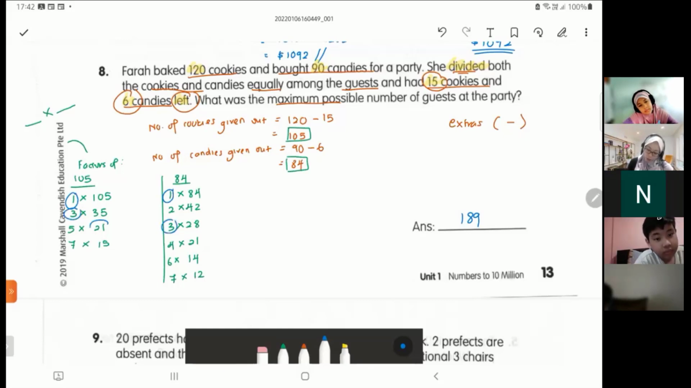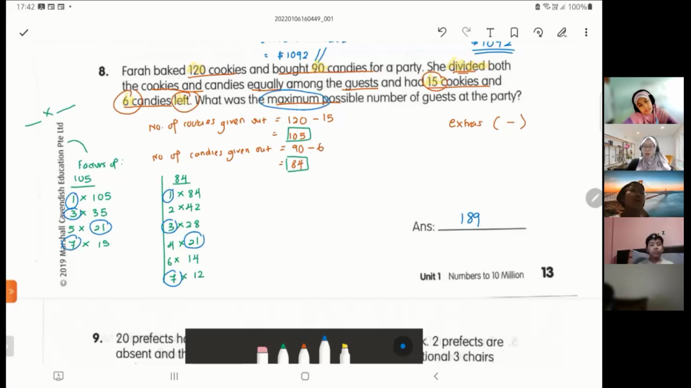And then 21 is one of them. No more. Oh, and 7, 7 is one of them. Now, what does the question want? The question wants the maximum possible guests. Can I have only one guest? Can I just invite one guest?